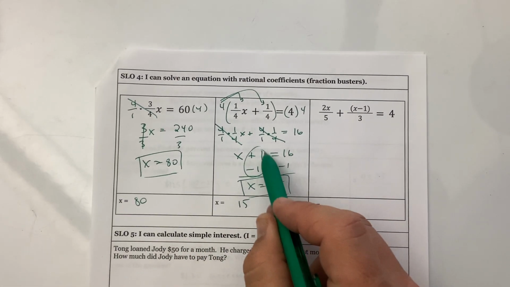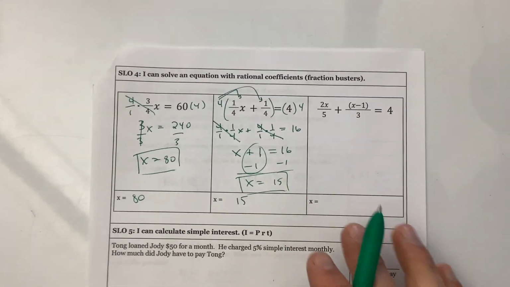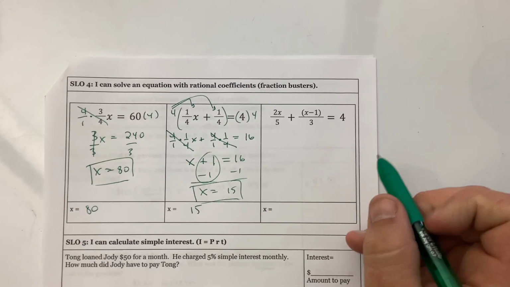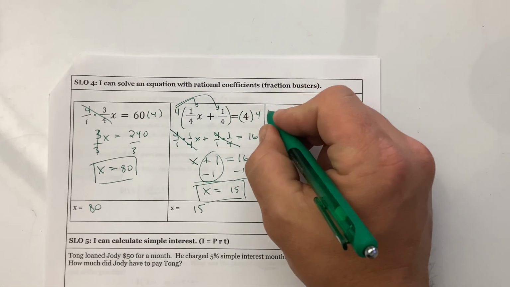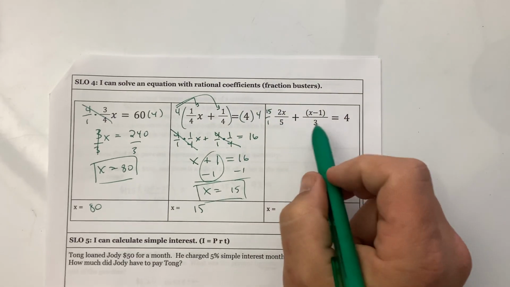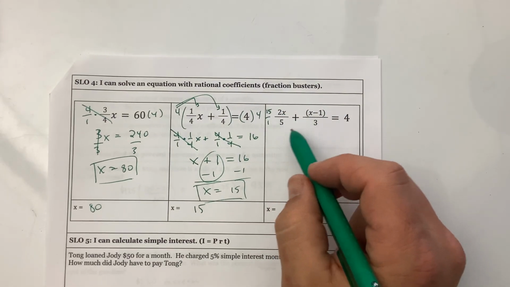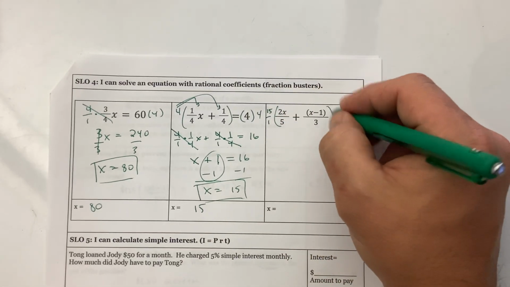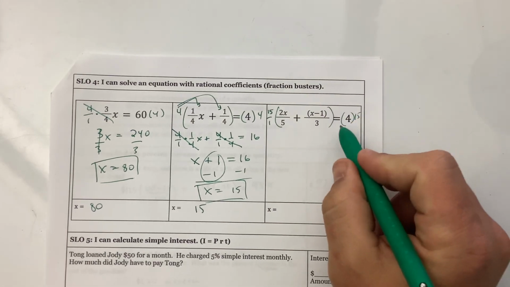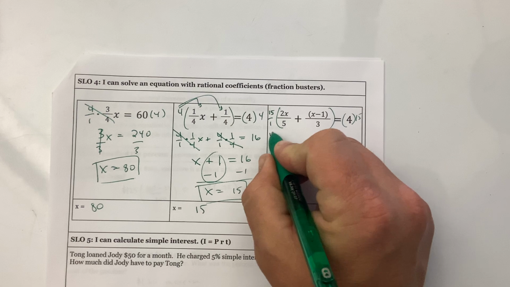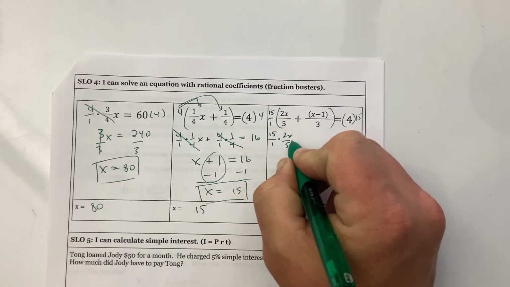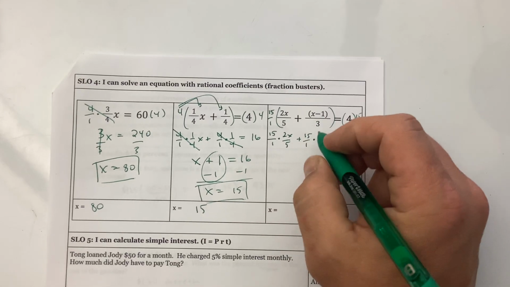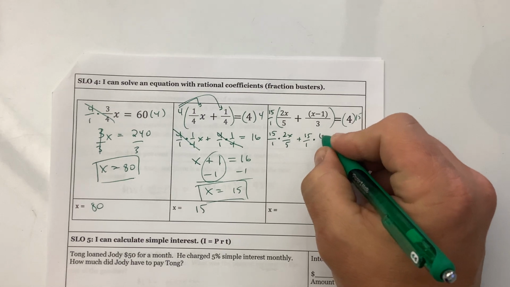A lot of people left this as 1/4. For this problem, what can I multiply both sides by to get rid of the fraction? Good. Hopefully we said 15. A lot of people try to do weird stuff, like get a common denominator. It got so messy. It's so much easier if you just do fraction busters. So do this extra step, 2x over 5 plus 15 over 1 times the x minus 1 in parentheses. Hopefully that was a hint. It didn't help everybody.